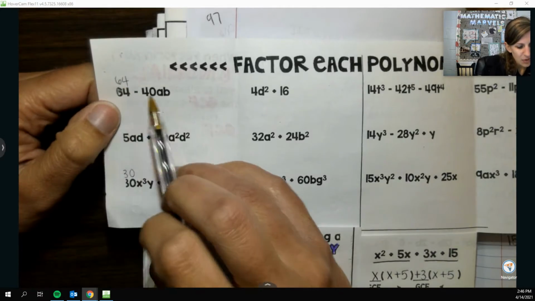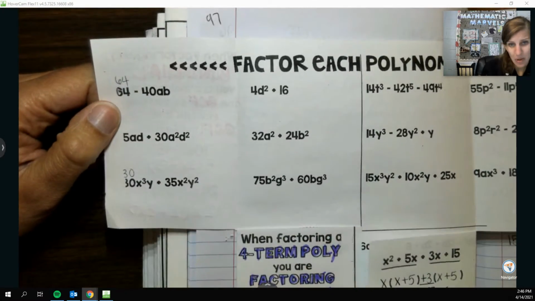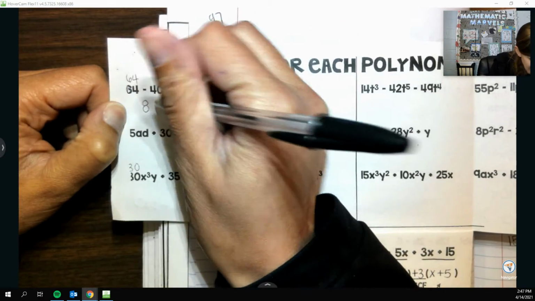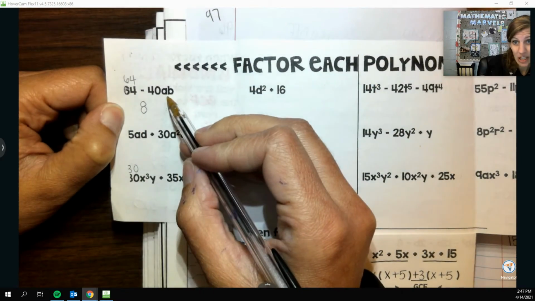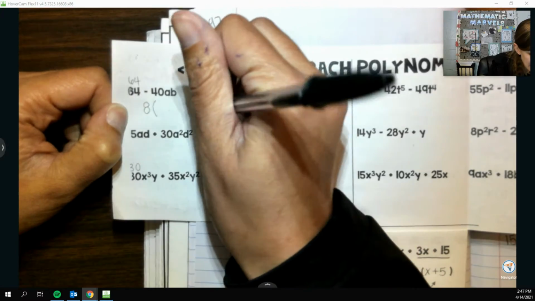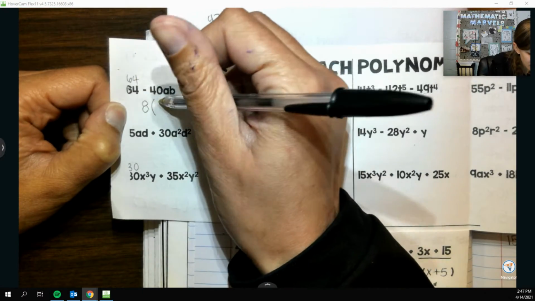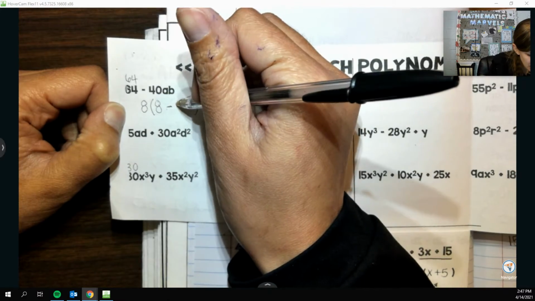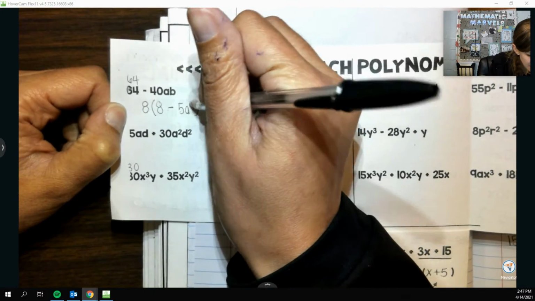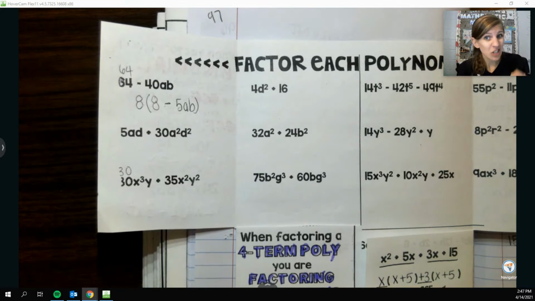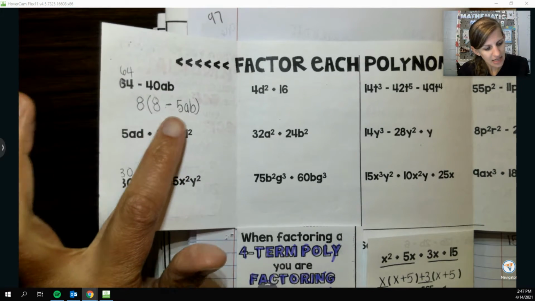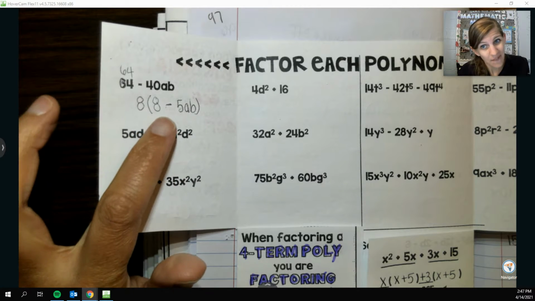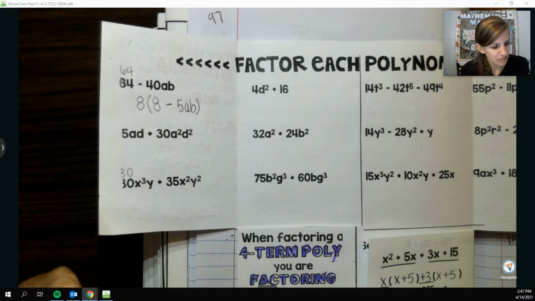Alrighty, so if I look at these first two, the biggest number that they have in common is an 8. And unfortunately, they don't have any letters in common. So then inside parentheses, now I'm going to think 8 times what is 64, minus 8 times what is 40, and then AB. Now, guys, you can always know that you're done by checking the inside. As long as those numbers don't have anything in common, then you know you got the biggest. Like 8 and 5 don't have anything in common.